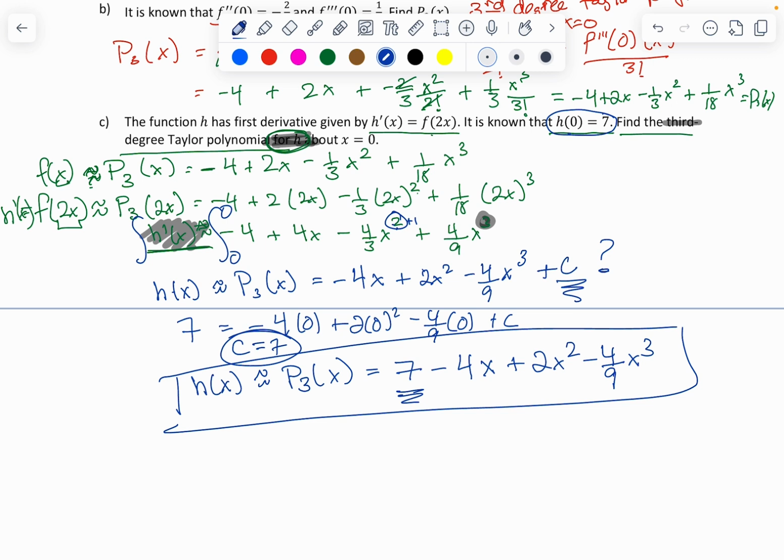That is how we use all the parts of Taylor polynomials in order to solve these. All right, enjoy.